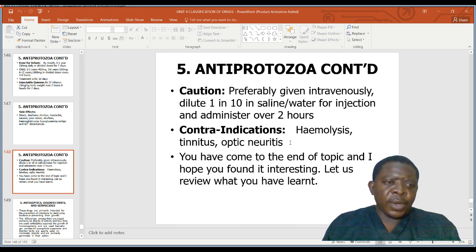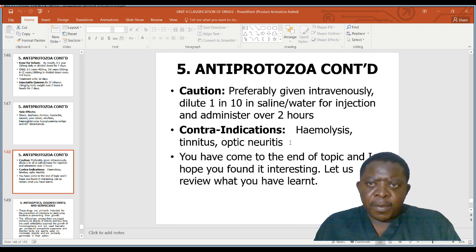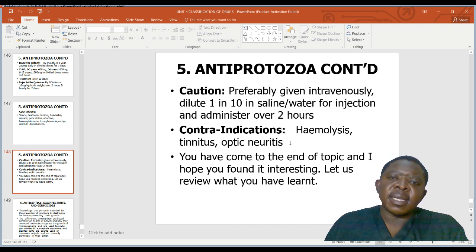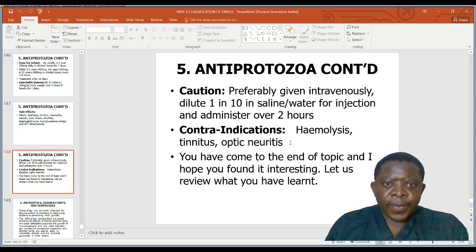A caution about this drug is that it is preferably given intravenously. We can dilute it one in 10 with saline water for injection and administer over 2 hours. Contraindications are if someone has hemolysis, tinnitus, or optic neuritis. So that is that one.